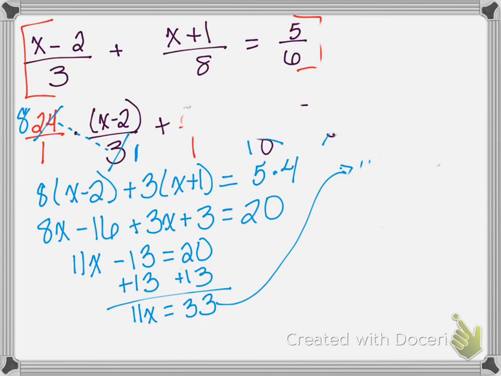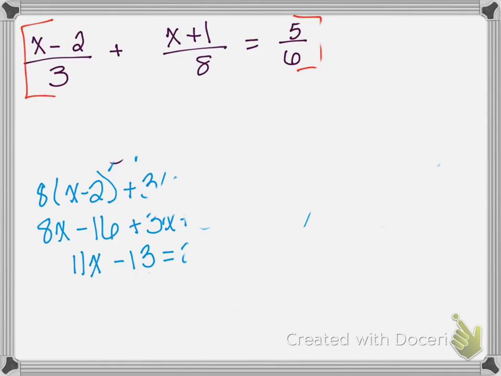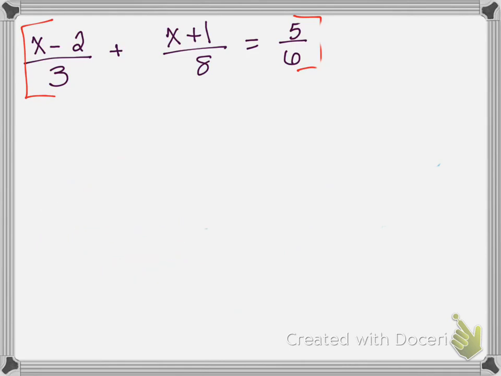So x equals 3. So I'm going back to my original problem, and everywhere I see an x, I'm plugging in a 3. So this is my check. 3 minus 2 over 3 plus 3 plus 1 over 8.